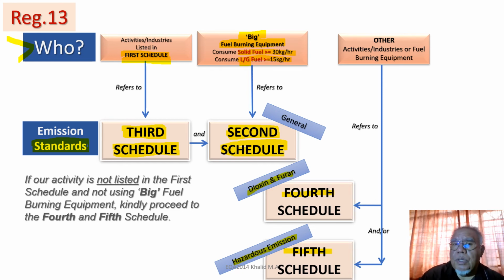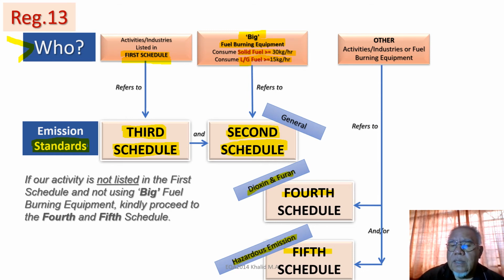But back to this roadmap, back to this Google map for clean air regulations. I hope you understand. The first question we have to ask is whether our industry of concern is listed in the first schedule or not.